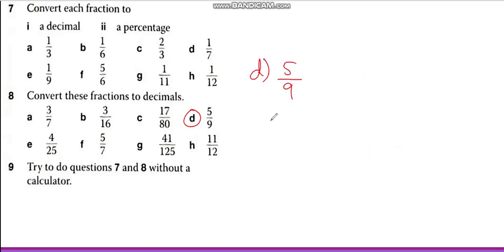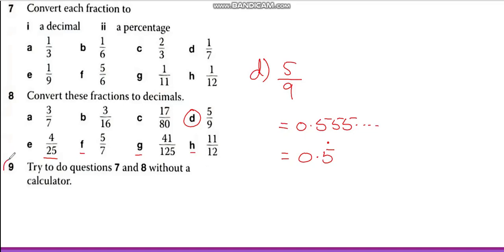If I divide 5 by 9, I get a recurring decimal, meaning 0.5555, where 5 is being repeated. So I can write it in dot notation like 0.5, and I can put a dot above 5. So similarly, you have to do the remaining parts. I'm leaving these parts for your practice.